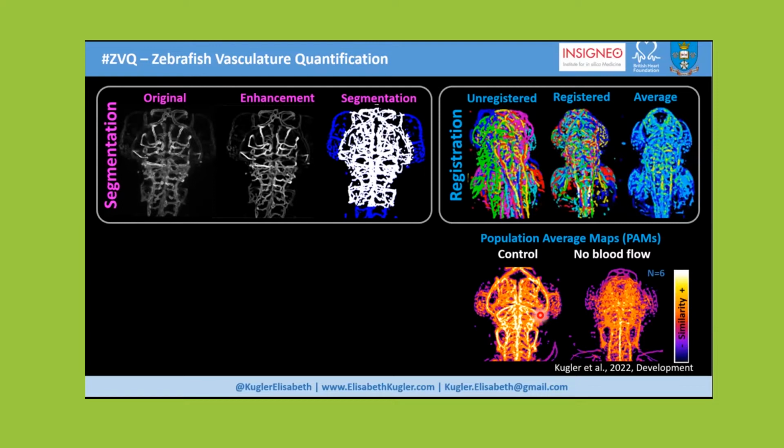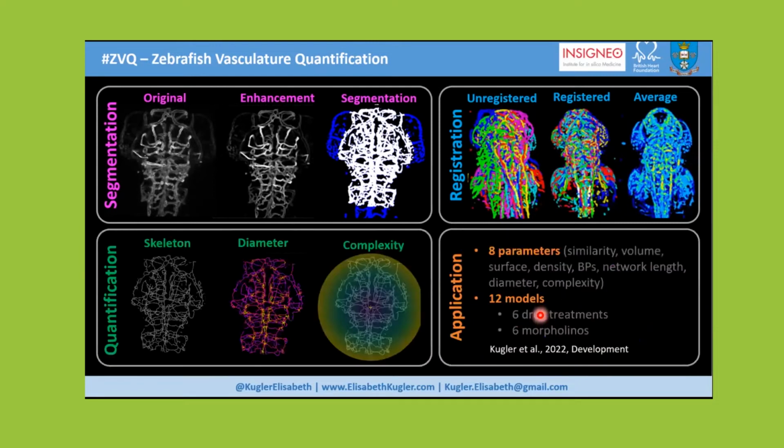But then we also take these data, obviously, and perform quantifications, and I will talk about the actual quantifications in a minute. Just as a summary, we quantify 8 different parameters, and we have tested them on 12 different models. In this case, on 6 different drug treatments and 6 morpholinos, and again, all of this is in this Development study.